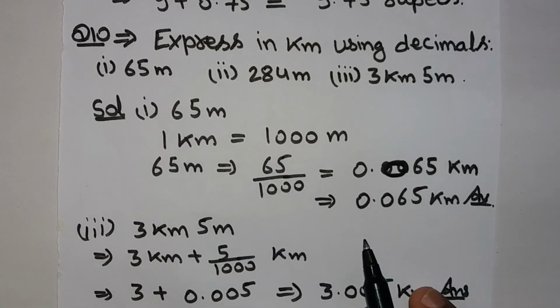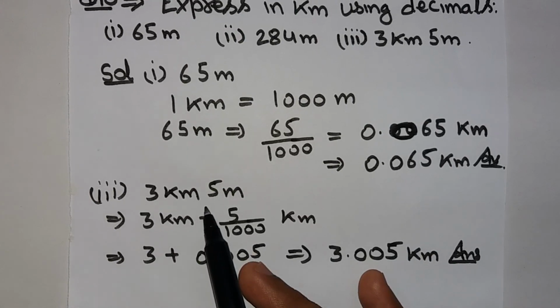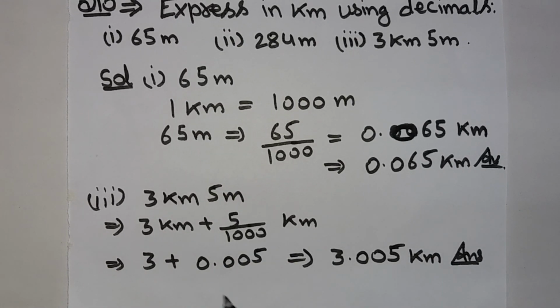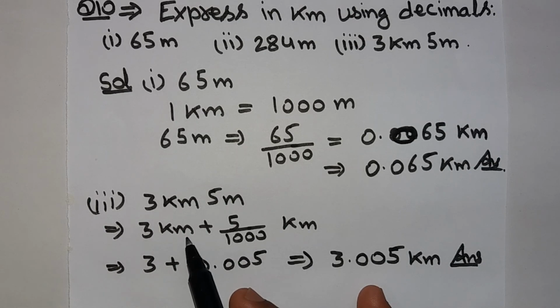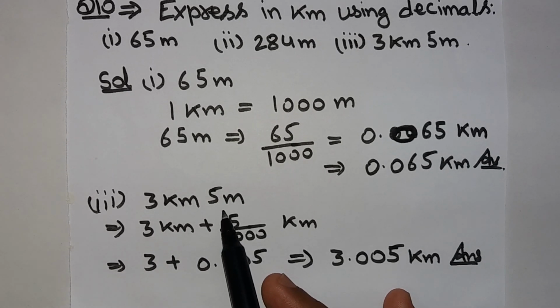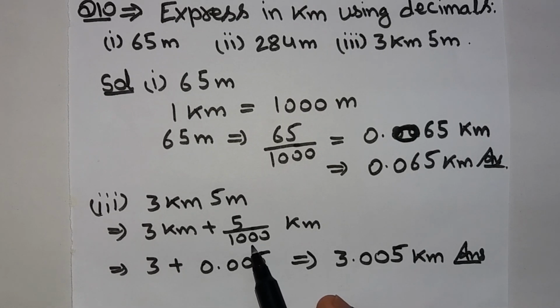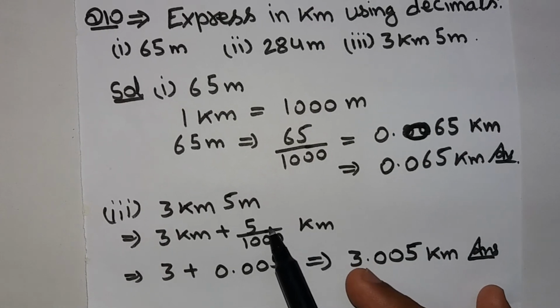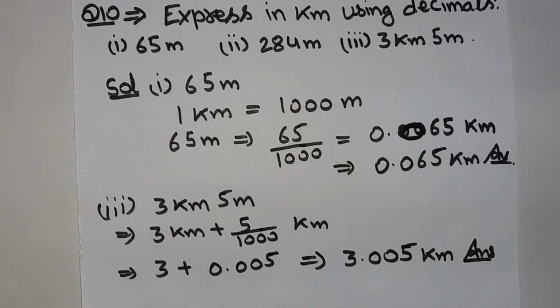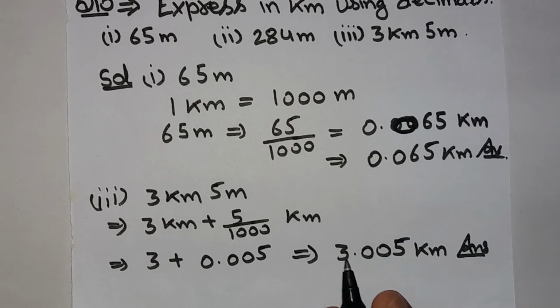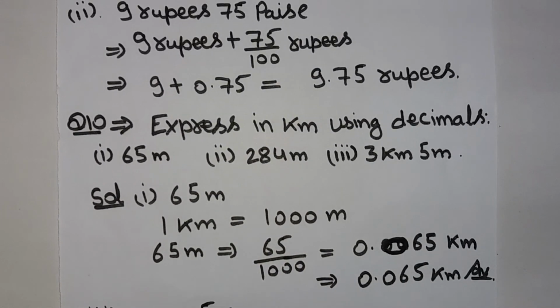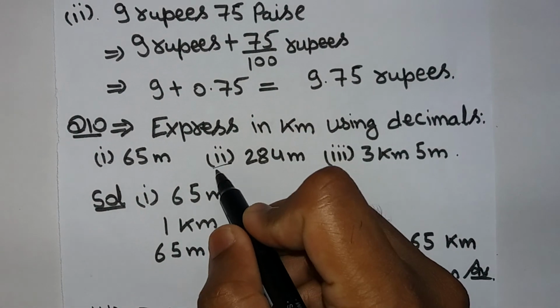Similarly, see its third part. In the third part we have 3 kilometer 5 meter. Here 3 kilometer will remain as kilometer, and for the 5 meter, for converting it into kilometer, we divide by 1000. So 3 plus, when we divide 5 by 1000, it will be 0.005. So 3 plus 0.005 will be 3.005 kilometer. So 3.005 kilometer will be the answer. On the basis of this you can try the second part.